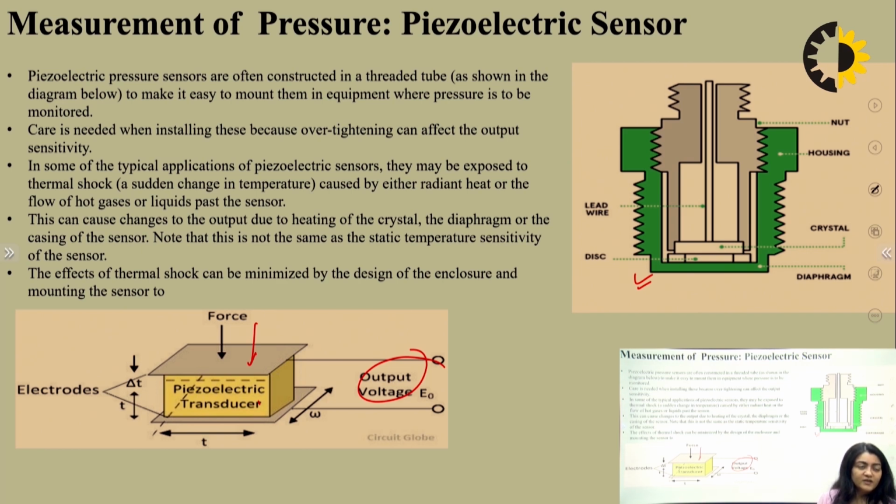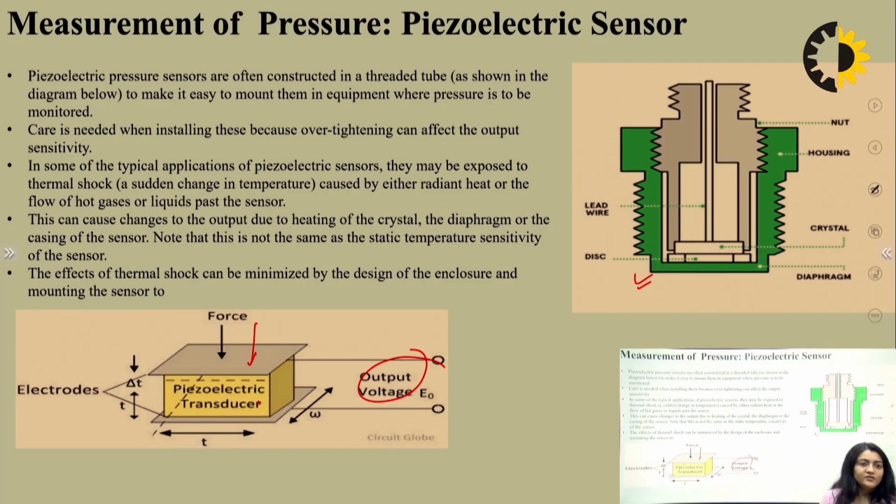In some typical applications of piezoelectric sensors, they may be exposed to thermal shocks, a sudden change in temperature caused by either radiant heat or the flow of hot gases or liquid past the sensor. This can cause changes in the output due to the heating of the crystal, the diaphragm or the casing of the sensor. Note that this is not the same as the static temperature sensitivity of the sensor. The effect of thermal shock can be minimized by the design of the enclosure and the mounting of the sensor.